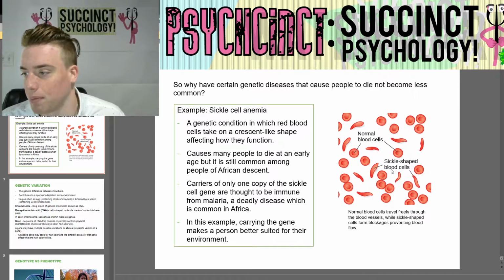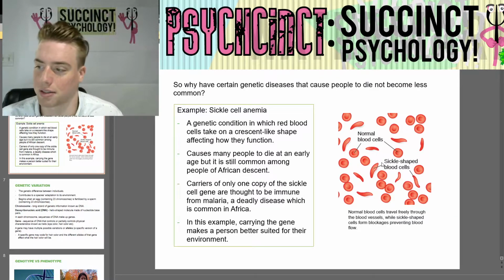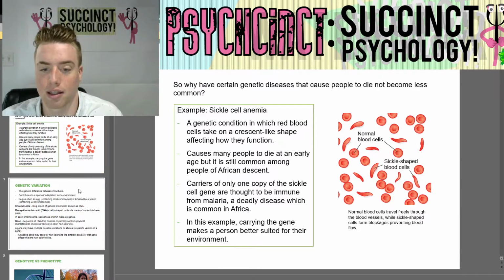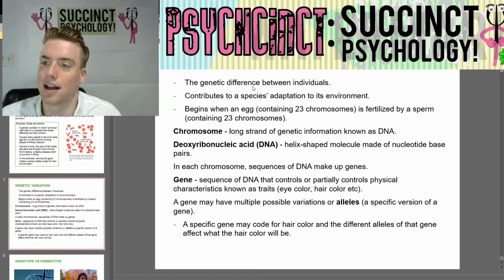So here we have a picture. You can see normal blood cells, nice and round, and sickle-shaped blood cells. You can see they're shaped like sickles. Normal blood cells travel freely through the blood vessels, while sickle-shaped cells form blockages, preventing blood flow, which is obviously bad, can lead to heart attacks, blood clots, just things you don't generally want to have to deal with, if you want to live long at least.